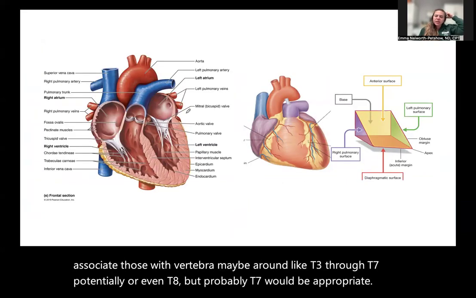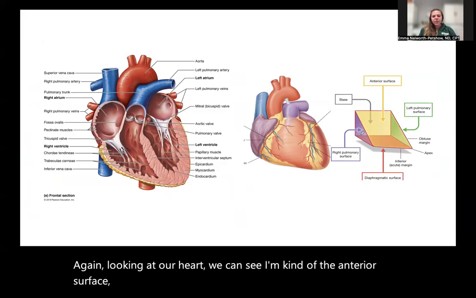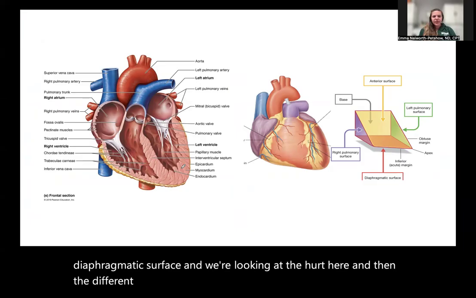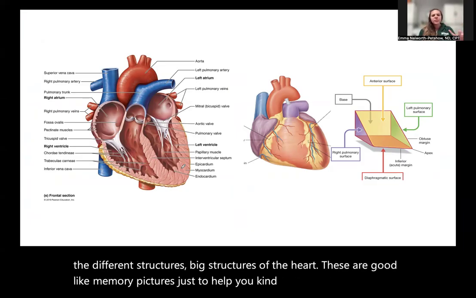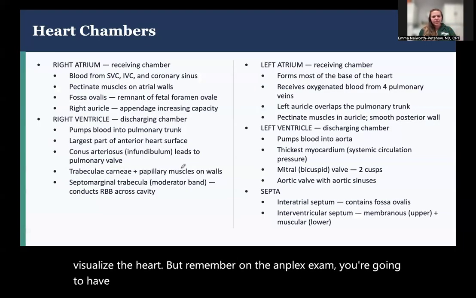Again, looking at our heart, we can see the anterior surface, the left pulmonary, the right pulmonary, the diaphragmatic surface, and then the different big structures of the heart. These are good memory pictures to help you memorize and visualize the heart. But remember, on the NCLEX exam, you're going to have no images available.